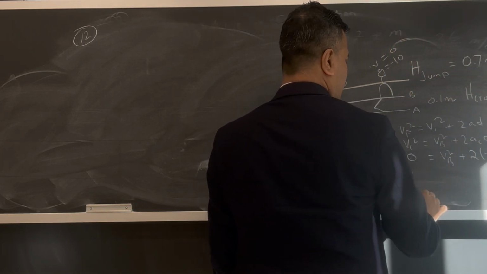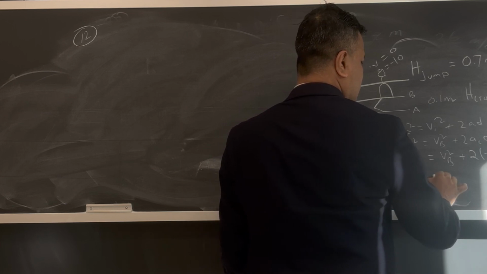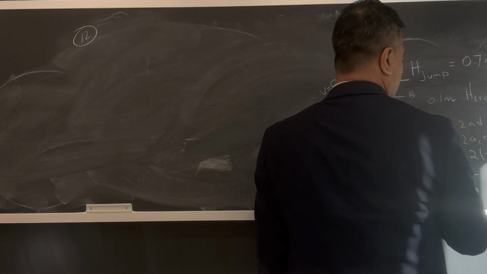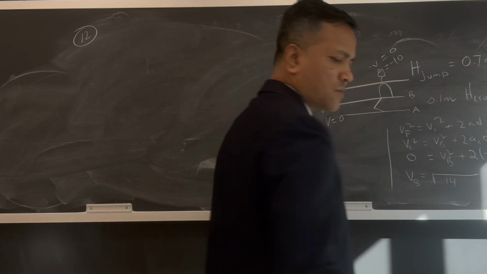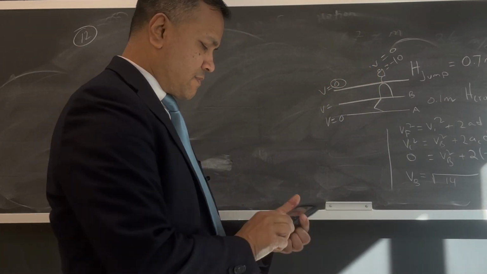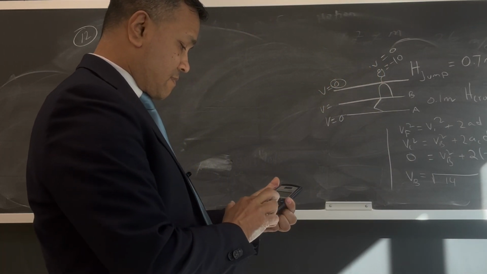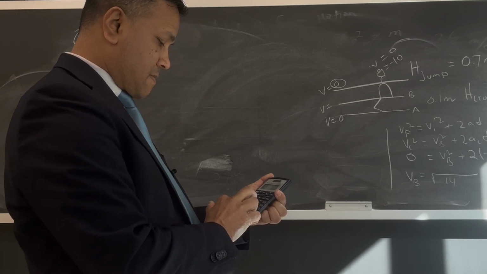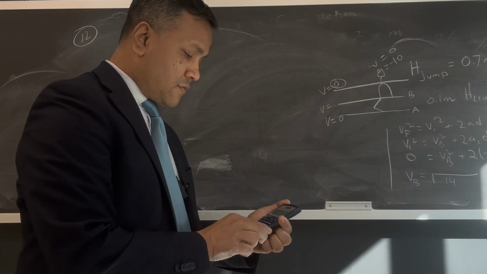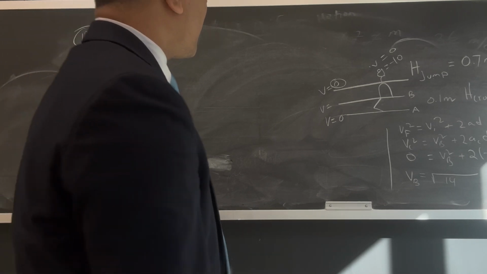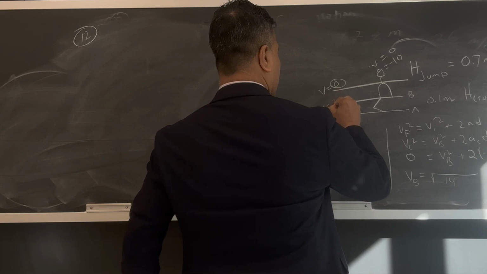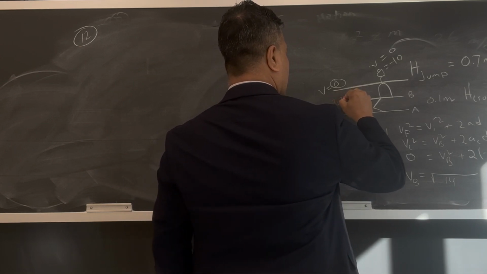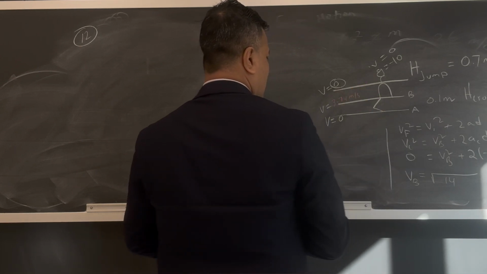At velocity 0, jump height is 0.7. So your velocity at location B is equal to square root of 14, right? Square root of 14 is how much? 3.74. So your velocity is 3.74 meters per second over here at location B.